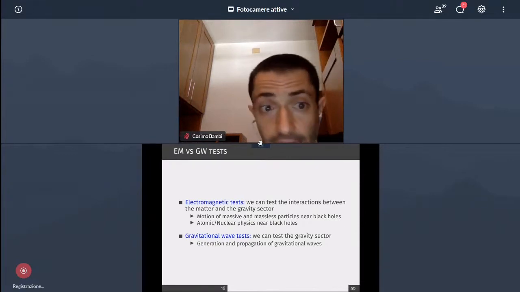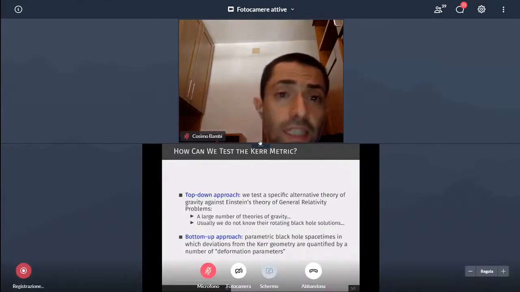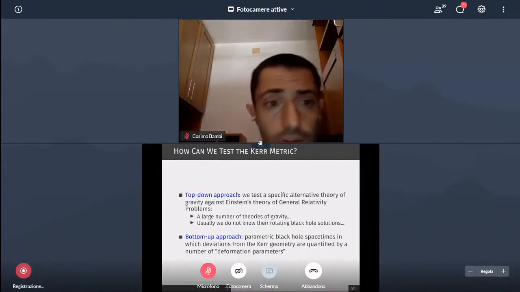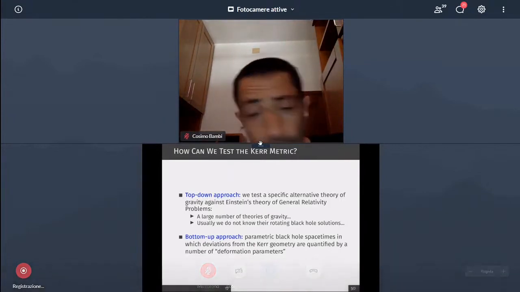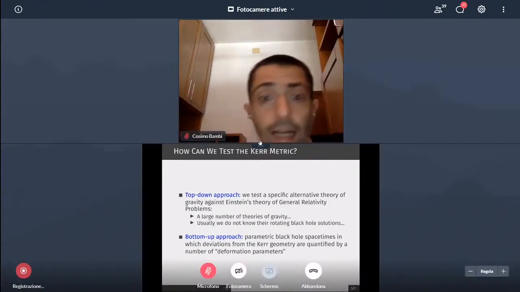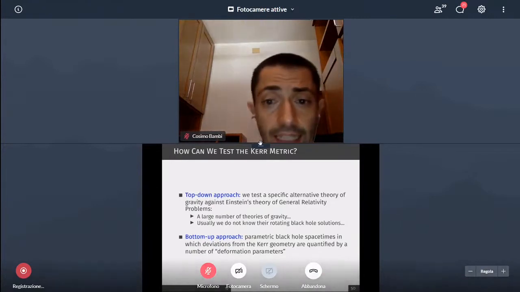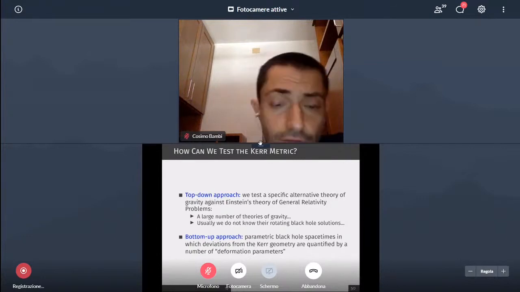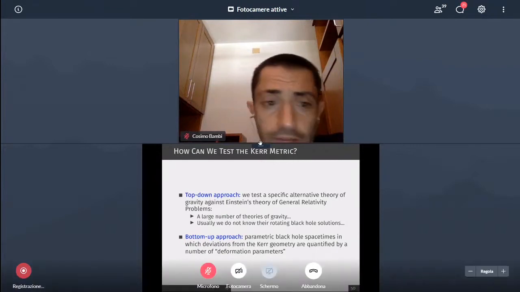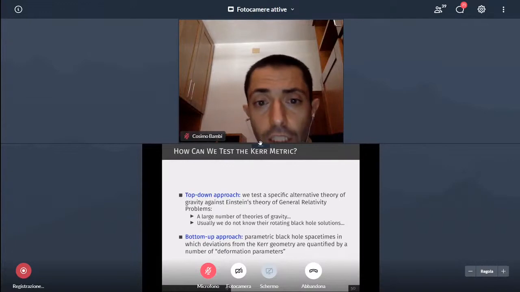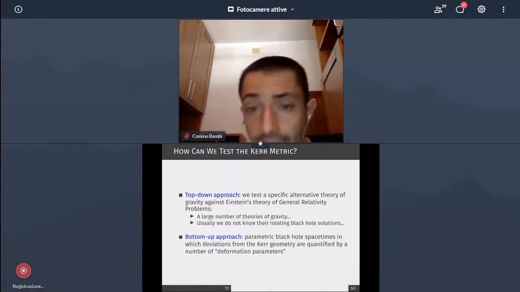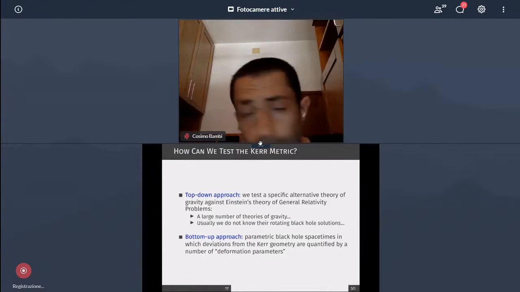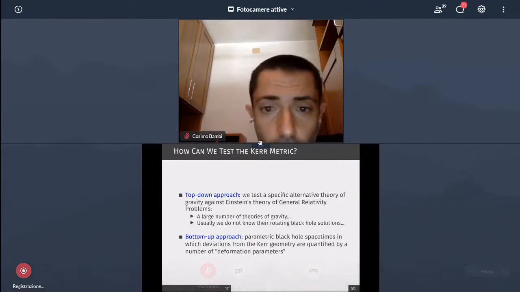Here we are interested in electromagnetic tests, and even within electromagnetic tests, you can follow two approaches, normally called top-down and bottom-up. Top-down is the most natural way. You want to test general relativity against some other theory of gravity, so you want to test the Kerr solution against some other black hole solution in another theory of gravity. There are two difficulties. First, you have a large number of theories of gravity, so you should repeat this test for every theory. And the second, even more important issue, is that usually you don't know the rotating black hole solution in alternative gravity. This is just a technical problem, solving the corresponding field equations, which was true even for general relativity.